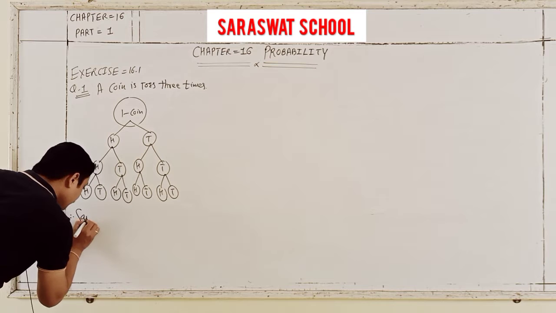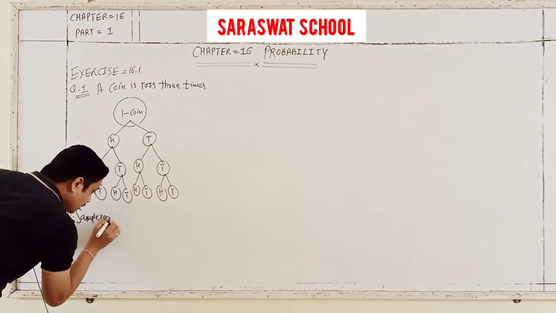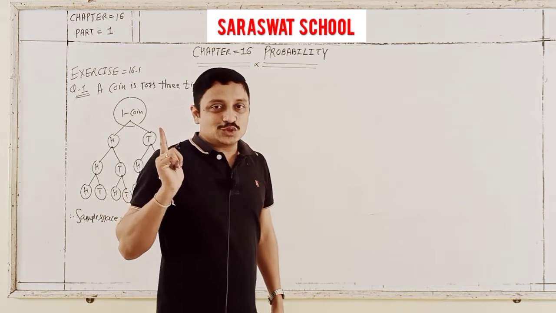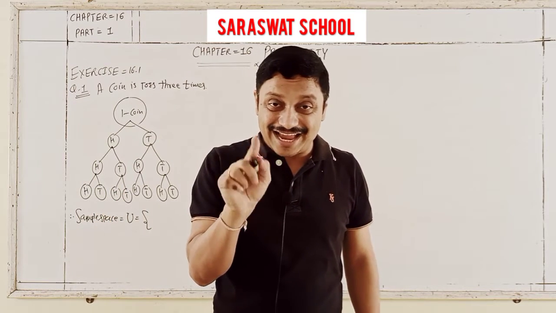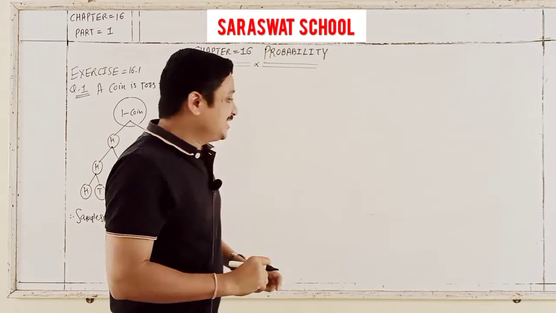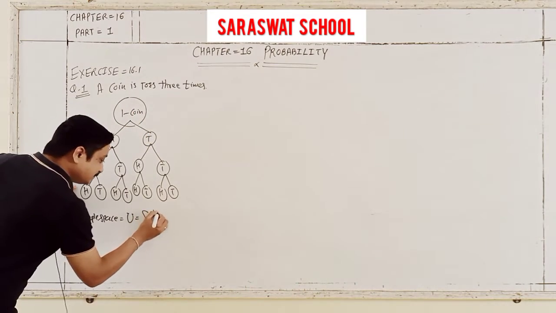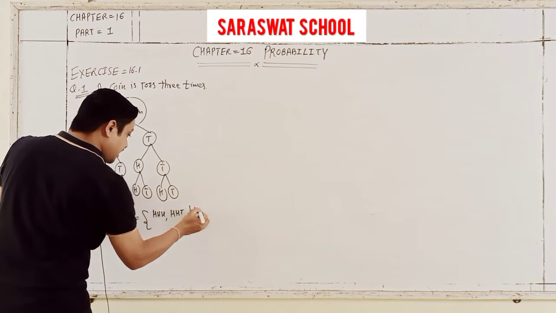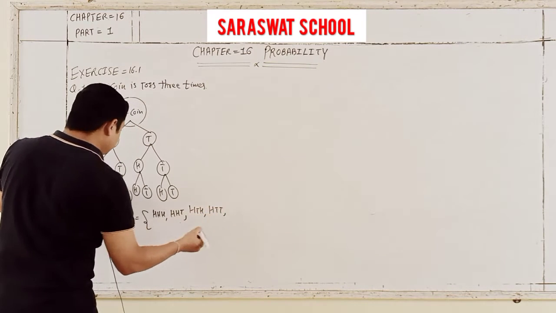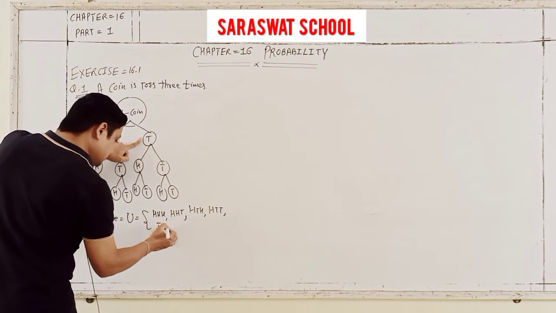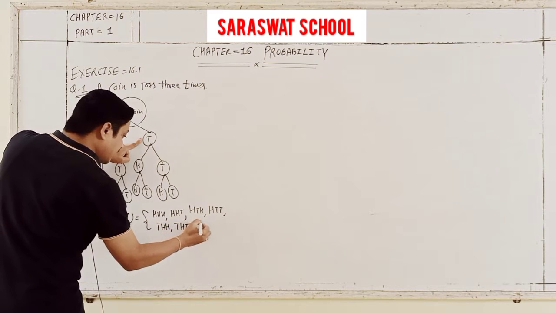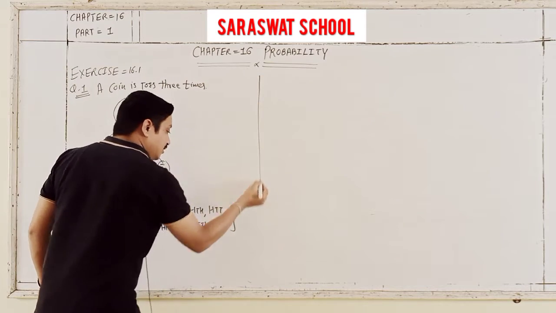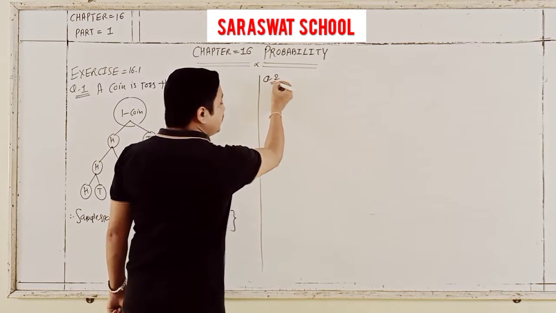So therefore, sample space, I again repeat, means a given experiment has total outcomes. I show it in set notation in this way: HHH, HHT, HTH and HTT, same as THH, THT and TTH, and last TTT. That's one. Your first question is easily and happily done.